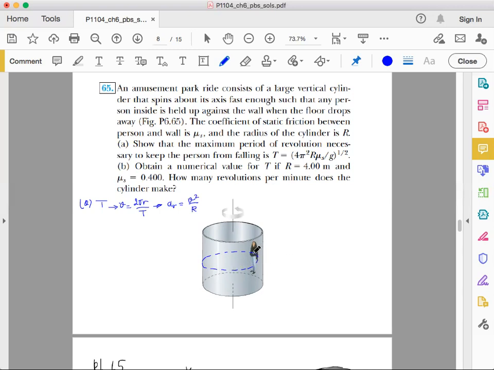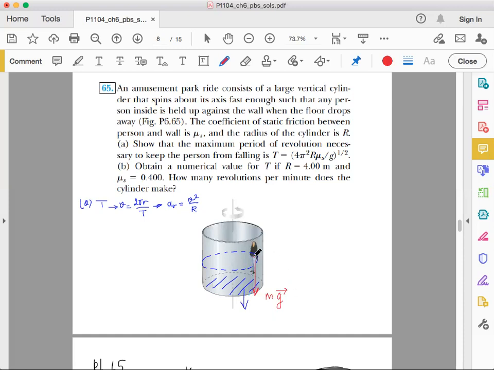And what are the forces acting on this object? We are taking the person in a situation where the floor on the bottom has just dropped away, and the person remains glued to the wall. So what are the forces acting on this person? First of all, you have the gravitational force, the force exerted by the earth on the person, directed downwards. It's given by mg, where m is the mass of the person and g is the gravitational acceleration.